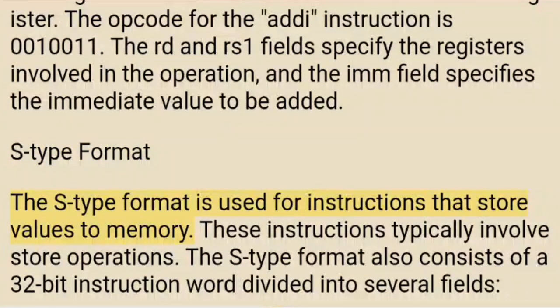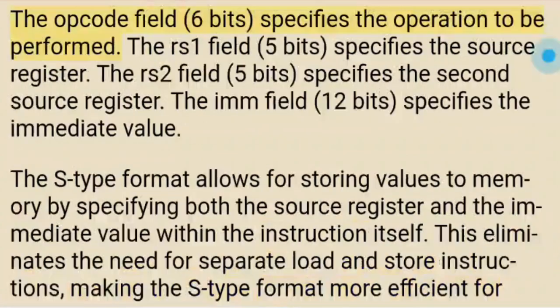S-type format. The S-type format is used for instructions that store values to memory. These instructions typically involve store operations. The S-type format also consists of a 32-bit instruction word divided into several fields. The opcode field, 6 bits, specifies the operation to be performed. The RS1 field, 5 bits, specifies the source register. The RS2 field, 5 bits, specifies the second source register. The IMM field, 12 bits, specifies the immediate value.